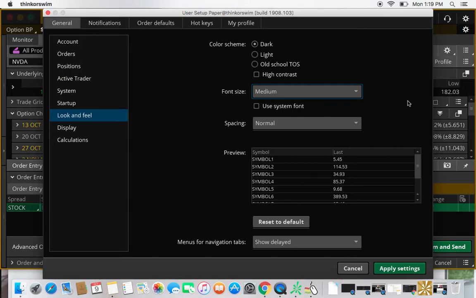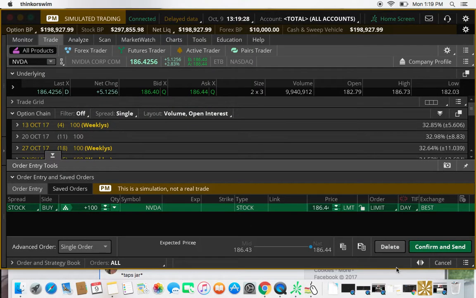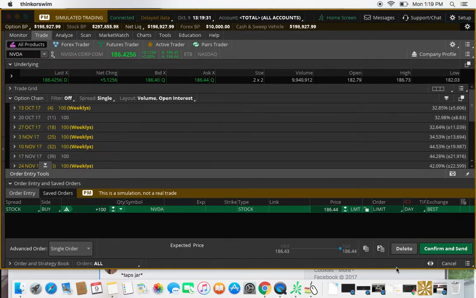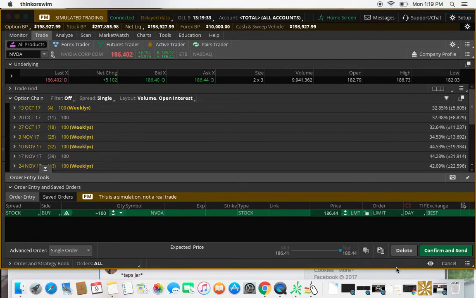I would honestly probably do small, but medium is going to be... I use medium on my monitor. But let's see what medium looks like on the screen. So go ahead and click Apply. And let's see how apply settings is even cut off down here. It's part of the resolution size. There you go. Now you can actually get the entire order ticket to fit, whereas before it didn't fit it.